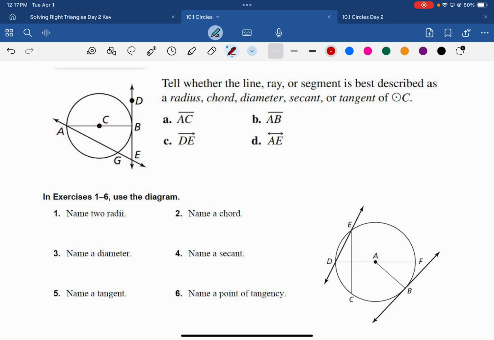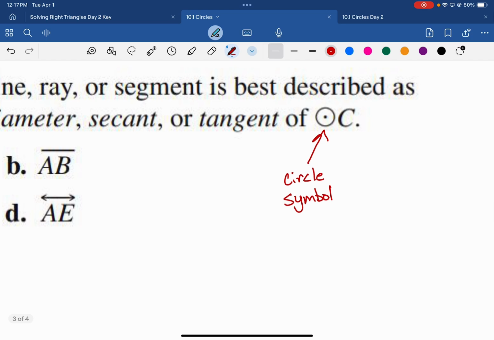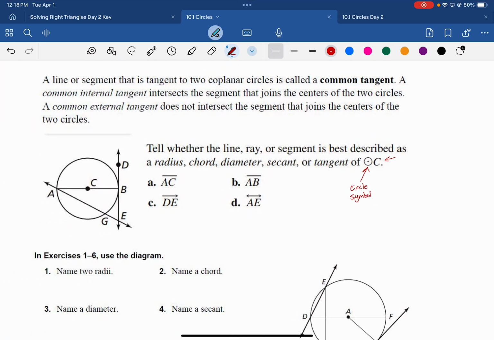It says, tell whether the line, ray, or segment is best described as a radius, chord, diameter, secant, or tangent of circle C. You want to make note: see this little symbol here? What do you think that represents? A circle. So this is the circle symbol. And then the letter C there is a point on the circle. When you look at the actual circle, where is C? The middle. So this is my center point.